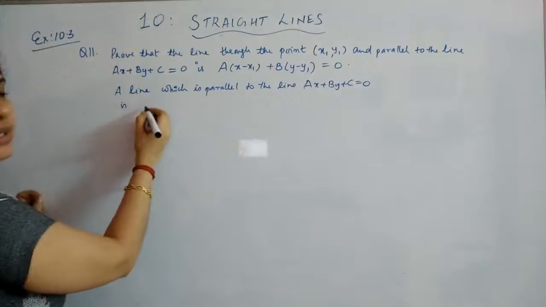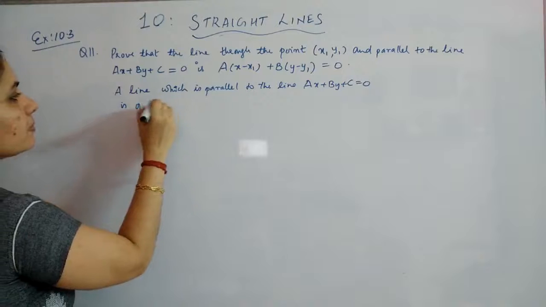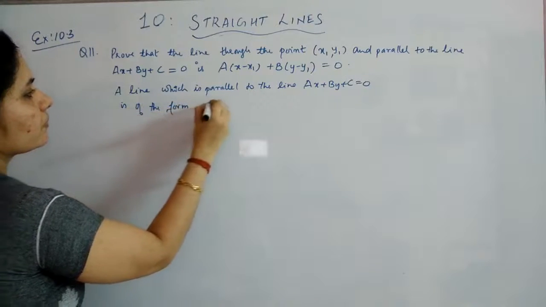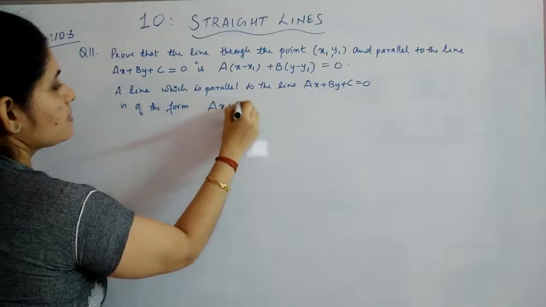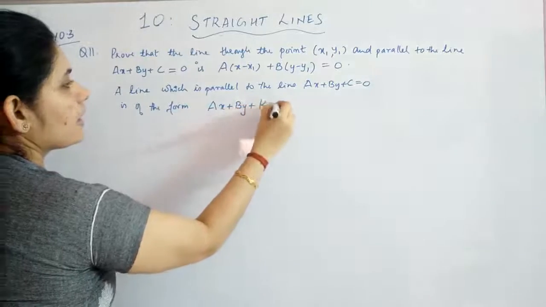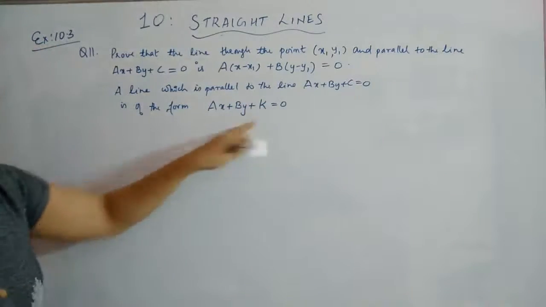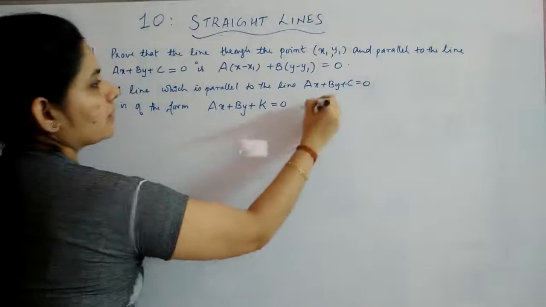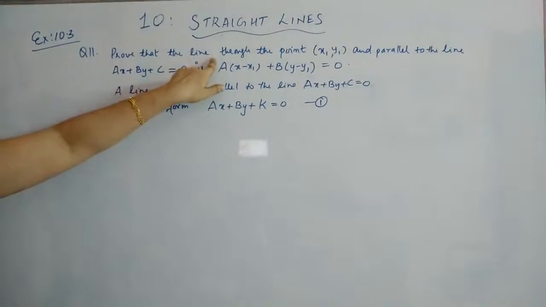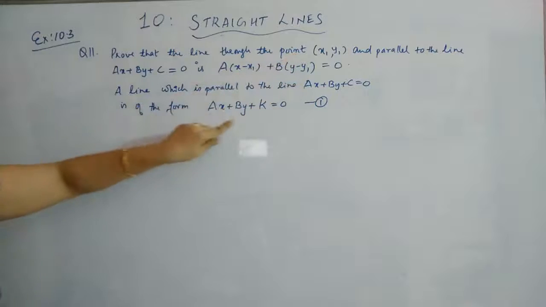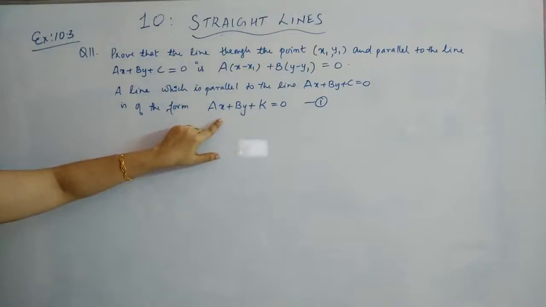What you will get is of the form ax plus by plus k equal to 0. So it is just differing by a constant. Okay, let it be equation number 1. Now what they have given, through the point x1, y1, that means the line which you need is passing through the point x1, y1, that means the point will satisfy the equation.